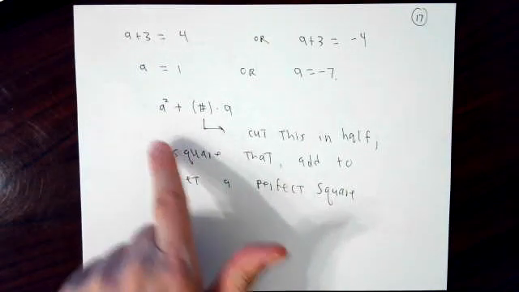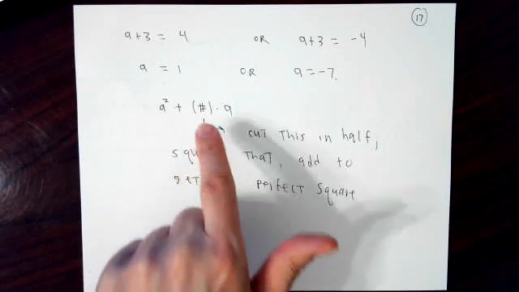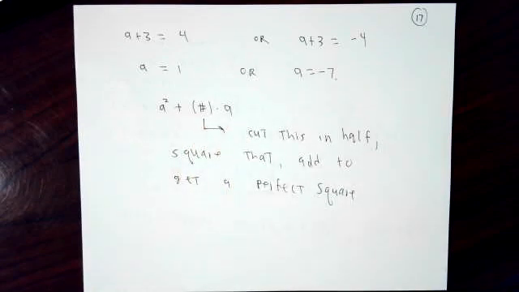If you have a squared plus or minus a number times a, cut that number in half, square what you get, and add it in to get a perfect square. That's why this procedure is going to work.